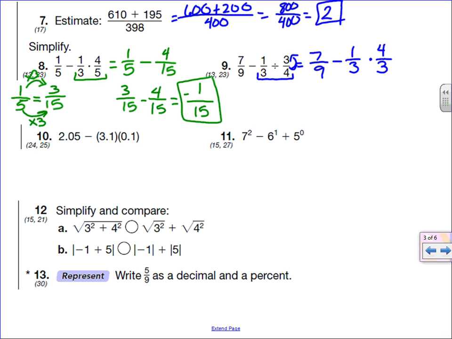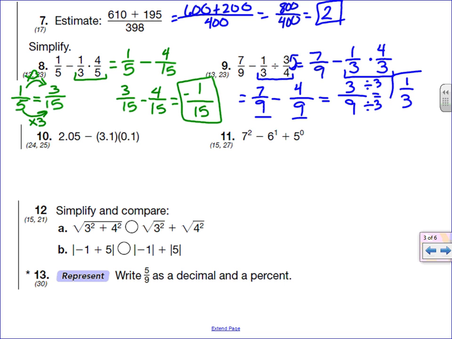So then multiplication still comes before subtraction. So I'm going to do that first. I'm going to have 7/9 minus 1 times 4 is 4. 3 times 3 is 9. And conveniently, these have the same denominator now. And then 7 minus 4 is 3. 9 stays the same. And then I can reduce that by dividing by 3 on the top and the bottom to 1/3.